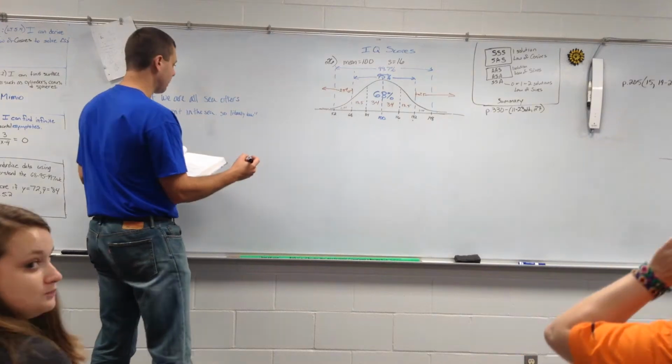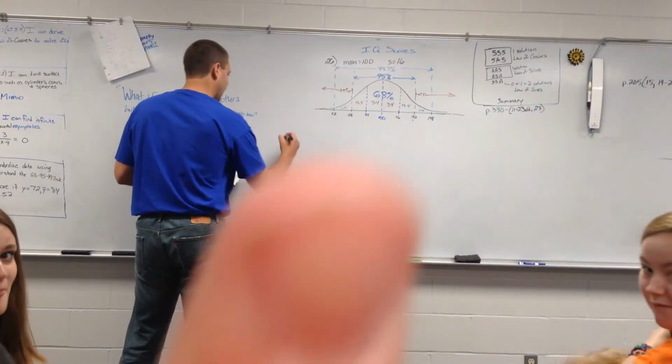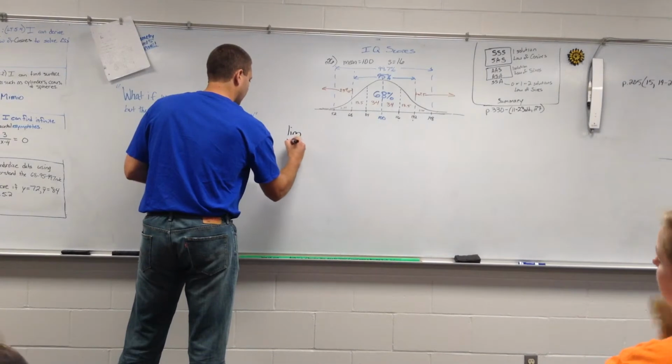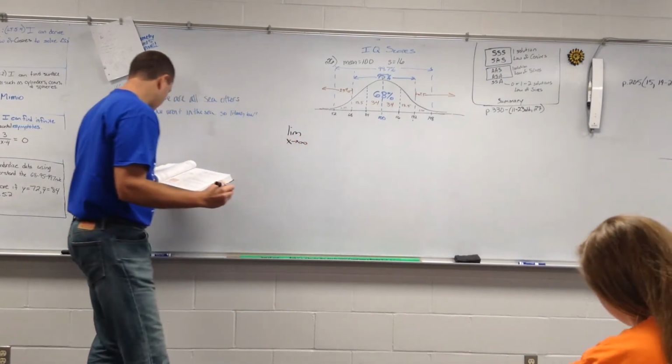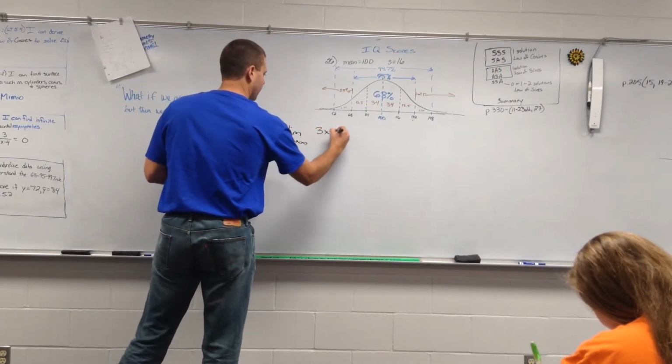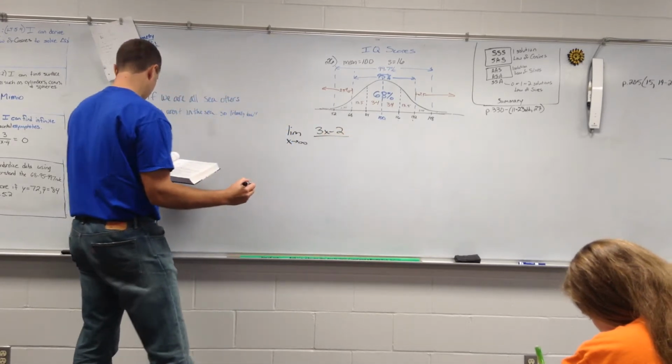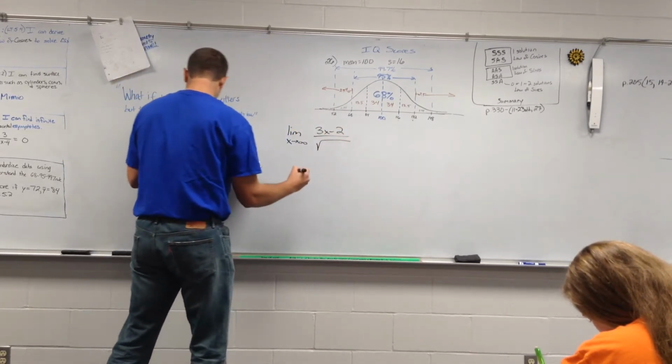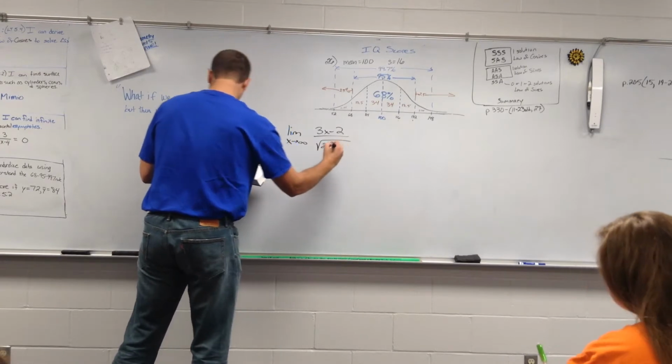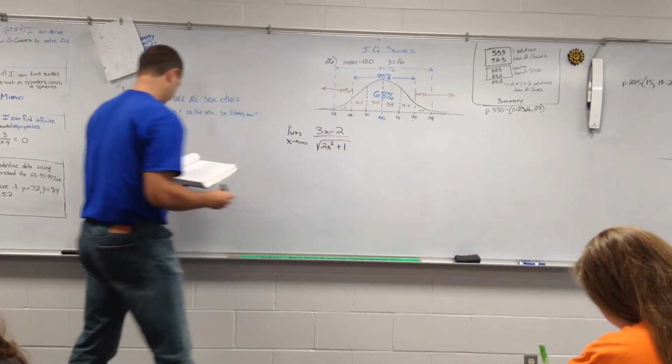Alright, we're going to find the limit as x approaches infinity of 3x minus 2 over the square root of 2x squared plus 1.